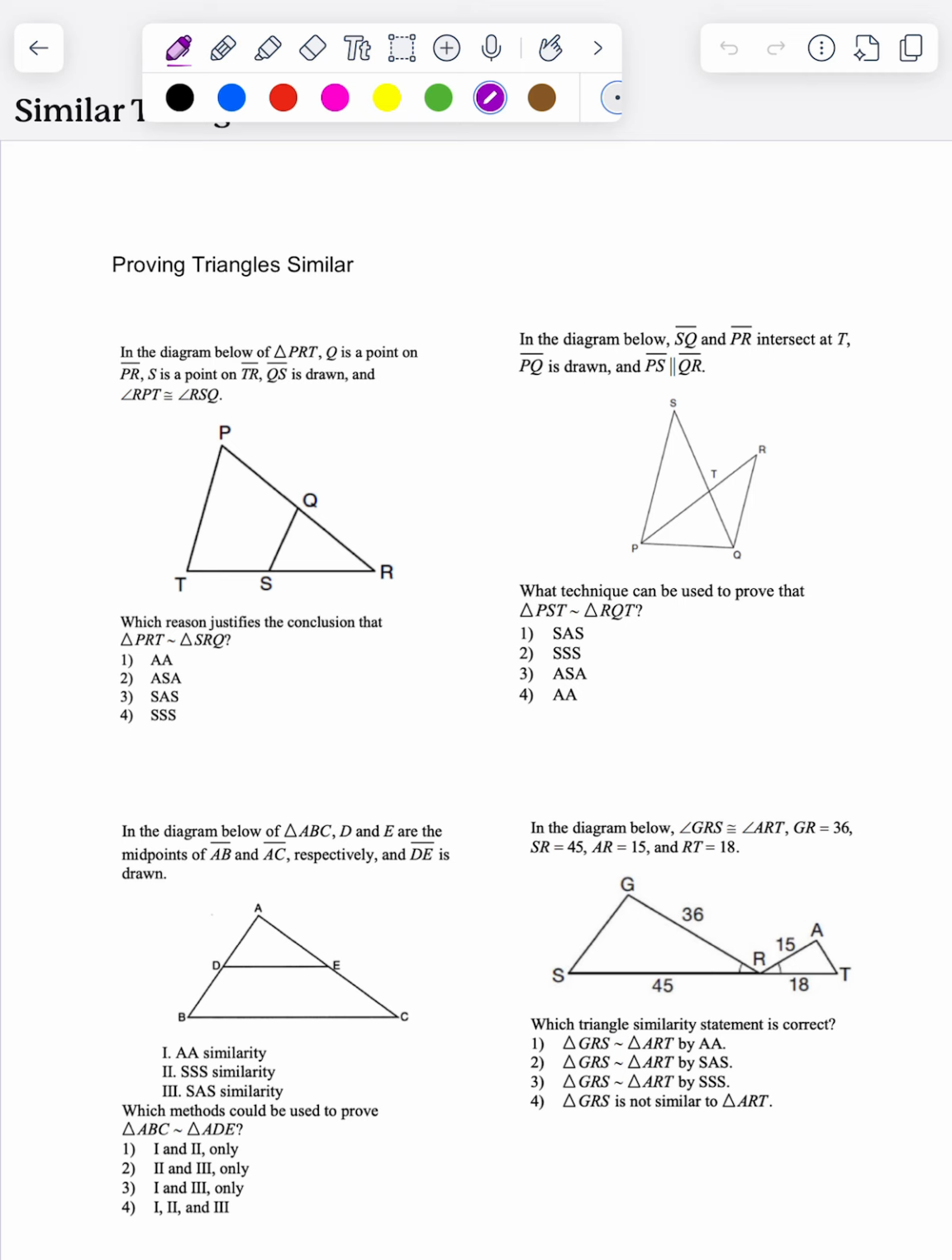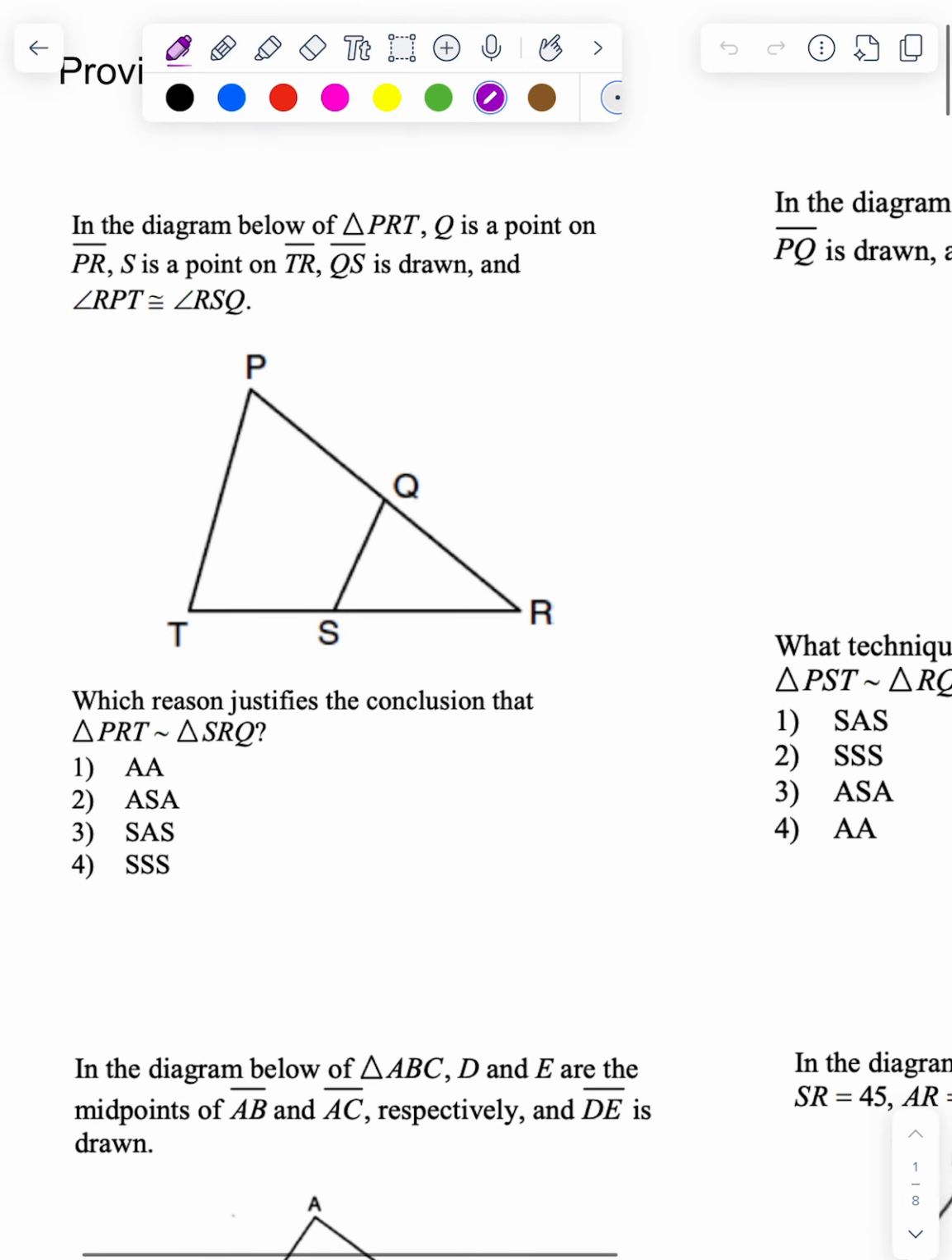In this video, we're going to talk about proving that triangles are similar to each other. So in this first question over here, we are told that angle RPT is congruent to angle RSQ. And it's asking why the big triangle PRT and the small triangle SRQ are going to be similar to each other. So it already gave us one pair of congruent angles from the givens.